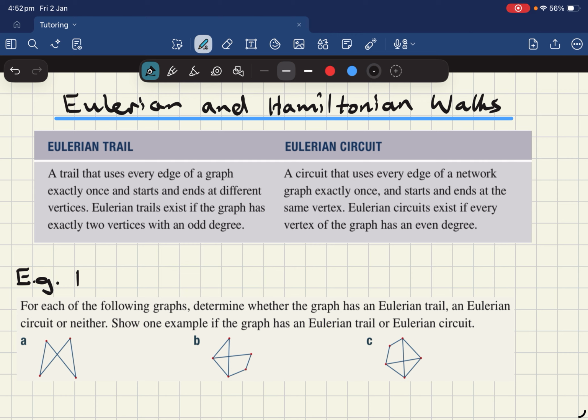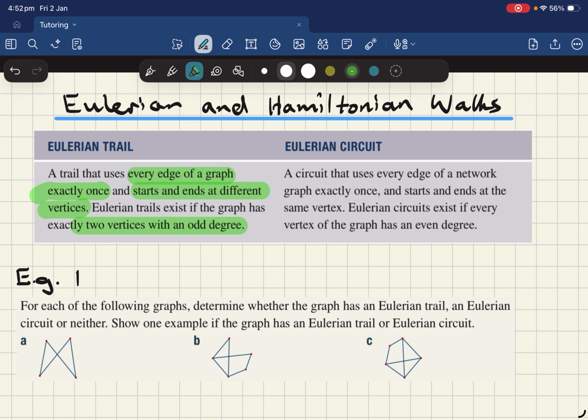Now, we're going to start with the Eulerian trails. A Eulerian trail is a trail that uses every edge of a graph exactly once, and starts and ends at different vertices. These trails will only exist if the graph has exactly two vertices with an odd degree. If we can satisfy this criteria here, then our thing will be a Eulerian trail.